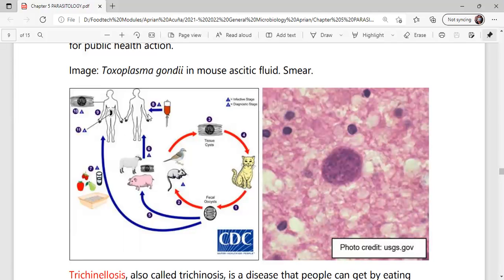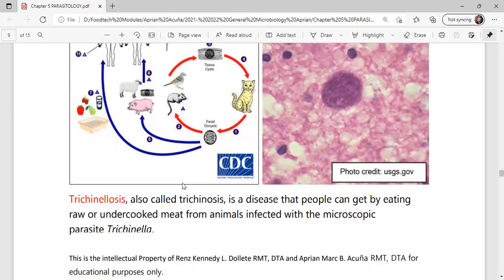Then a person will be infected with Toxoplasma. It will replicate itself in the body. So, you get infected with Toxoplasma from infected food products such as meat and also your fruits and water, if infected or contaminated by stool.